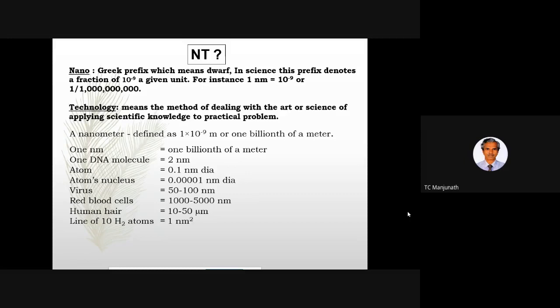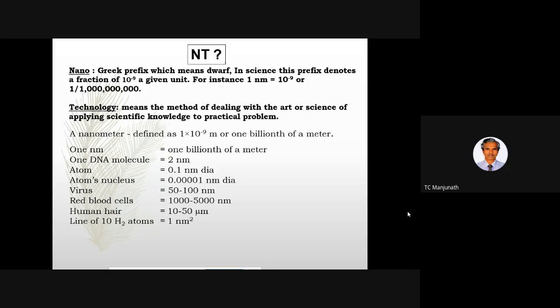And what is technology? It is a method of dealing with the art or science of applying scientific knowledge to a practical problem. In this practical problem, today we are going to tell you about the nano robots design and the micro robots, and how they can be used in the current field. For example, for the last 3-4 months, this technology is being used to find vaccines for the corona. And 1 nanometer can be defined as 10 to the power of minus 9 meter, 1 billionth of a meter.